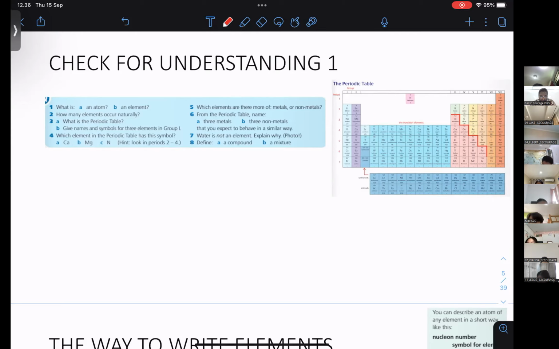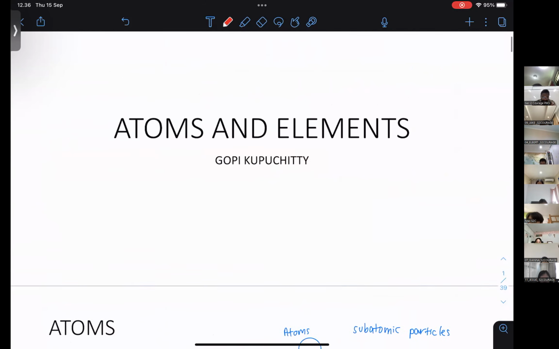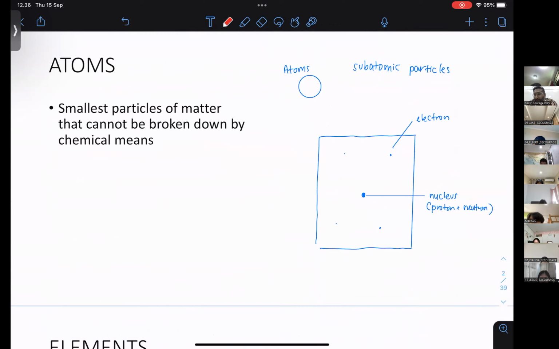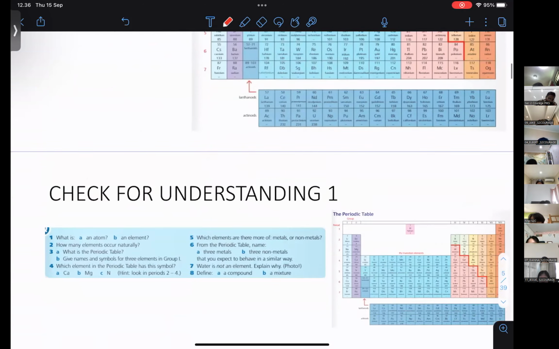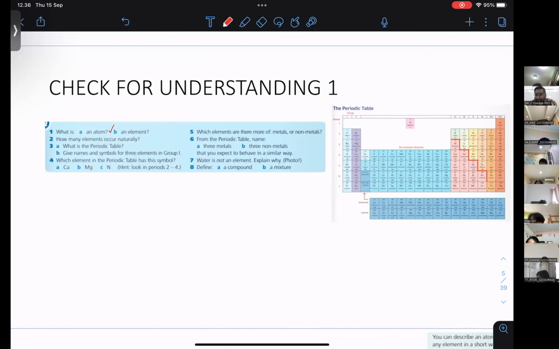Basically, an atom is the smallest particle of matter which cannot be broken down. So please take note, an atom is the smallest particle of matter that cannot be broken down by chemical means. That is the answer for the first one. So what is an element? An element is made from the same atoms. It consists of the same atoms, it cannot be different atoms. That is an element.